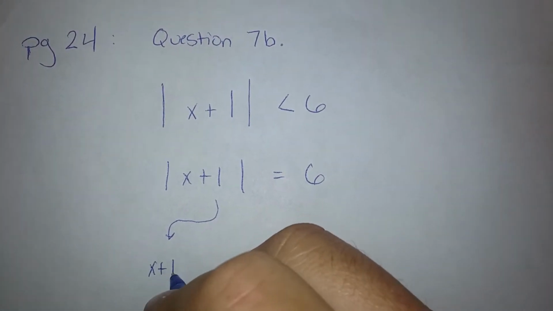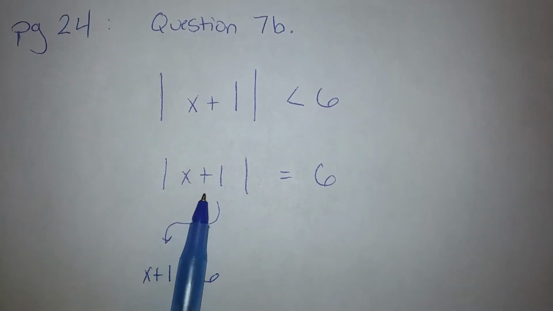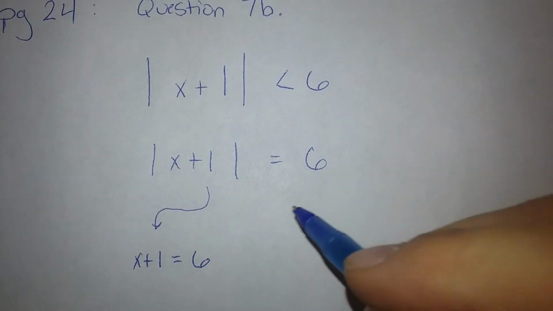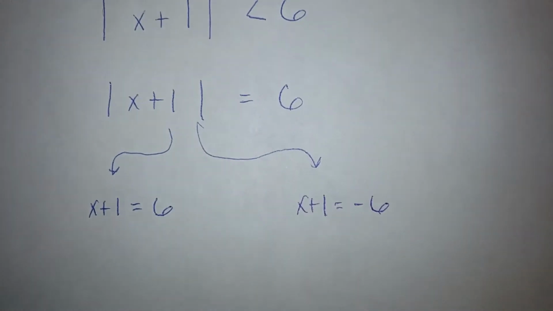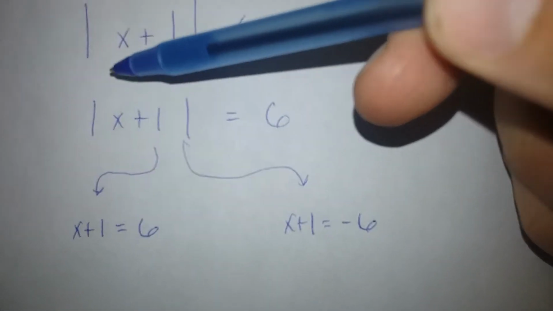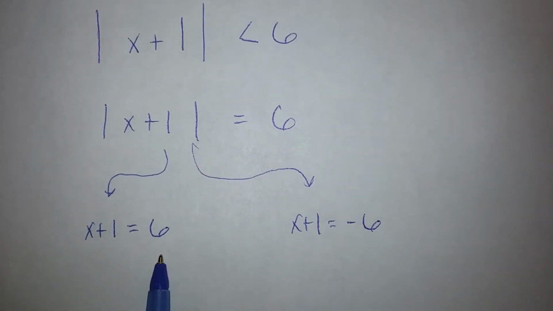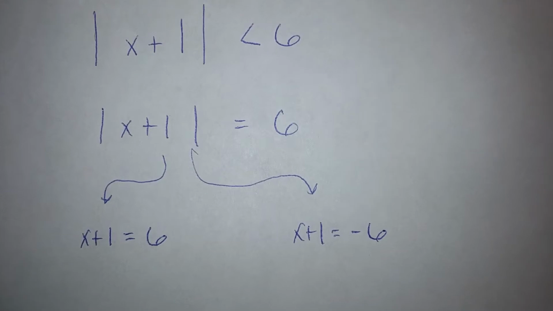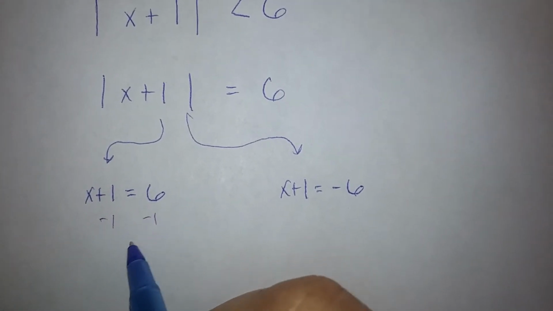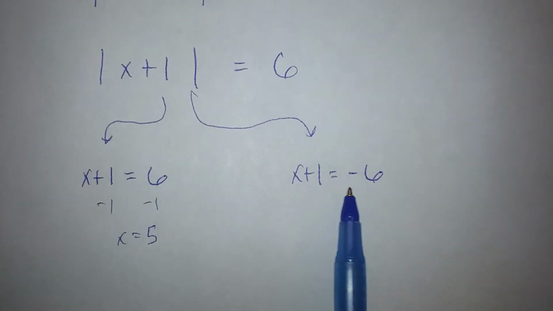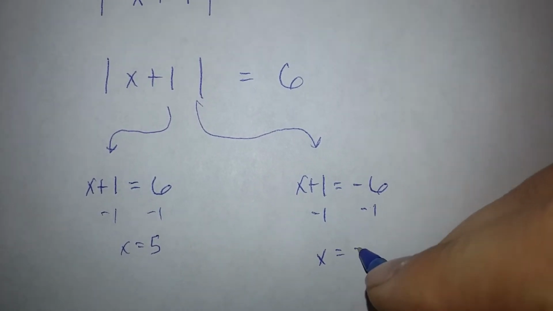Once when x plus 1 equals positive 6, because the absolute value of 6 is 6. And another time when x plus 1 is equal to negative 6, because the absolute value of negative 6 is 6. So either one of those solutions would work inside of that absolute value. In order to make this a 6, x would have to be a 5. And in order to make this a negative 6, x would have to be a negative 7.